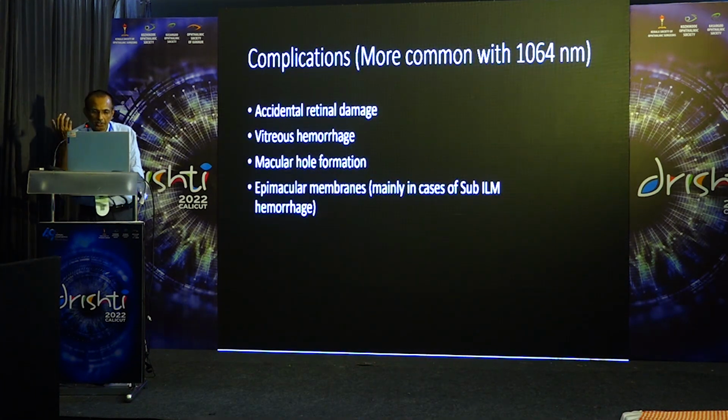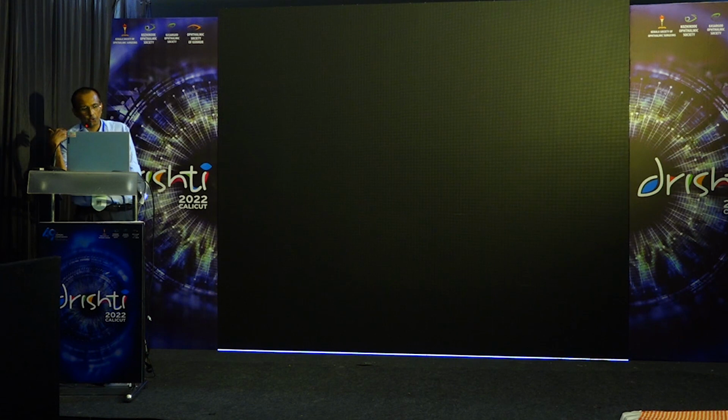Now the complications, which are more common with the 1064 nanometer wavelength, are of course accidental retinal damage, then vitreous hemorrhage if you happen to hit one of the blood vessels, and anyway there will be some vitreous hemorrhage because when you drain the subhyaloid hemorrhage, it pours into the vitreous. Then macular hole formation sometimes, and formation of epimacular membranes, especially if it is a subhyaloid hemorrhage. Thank you.